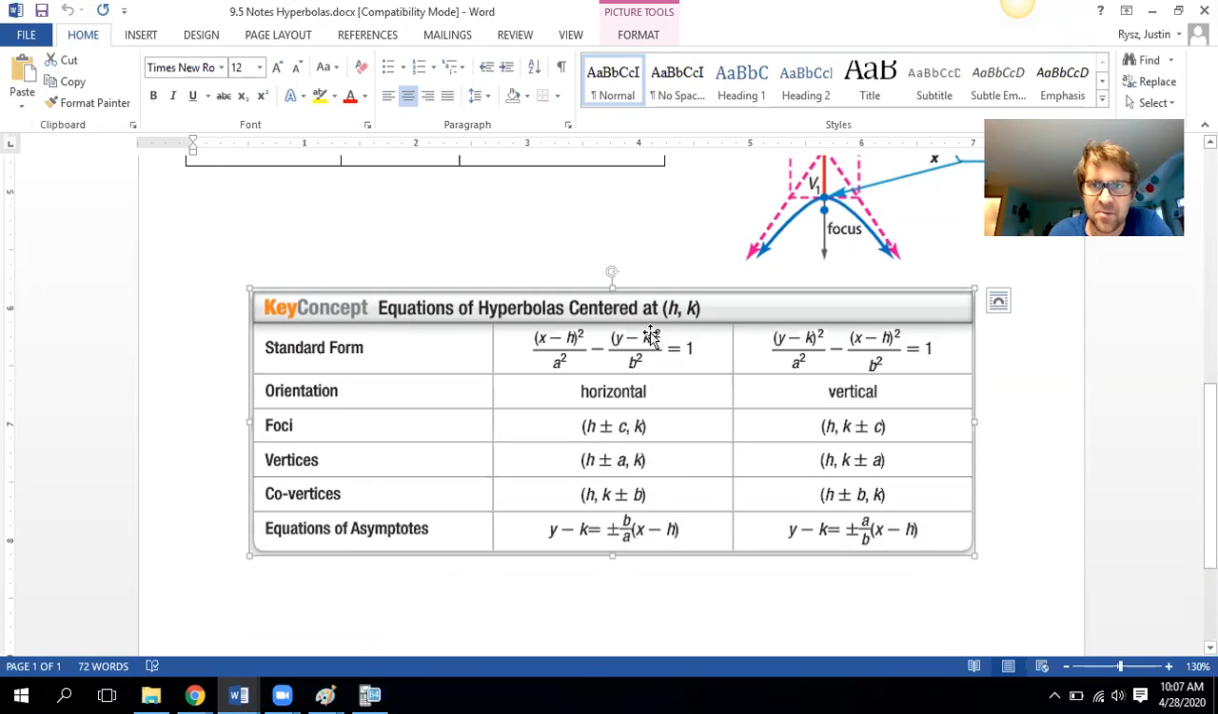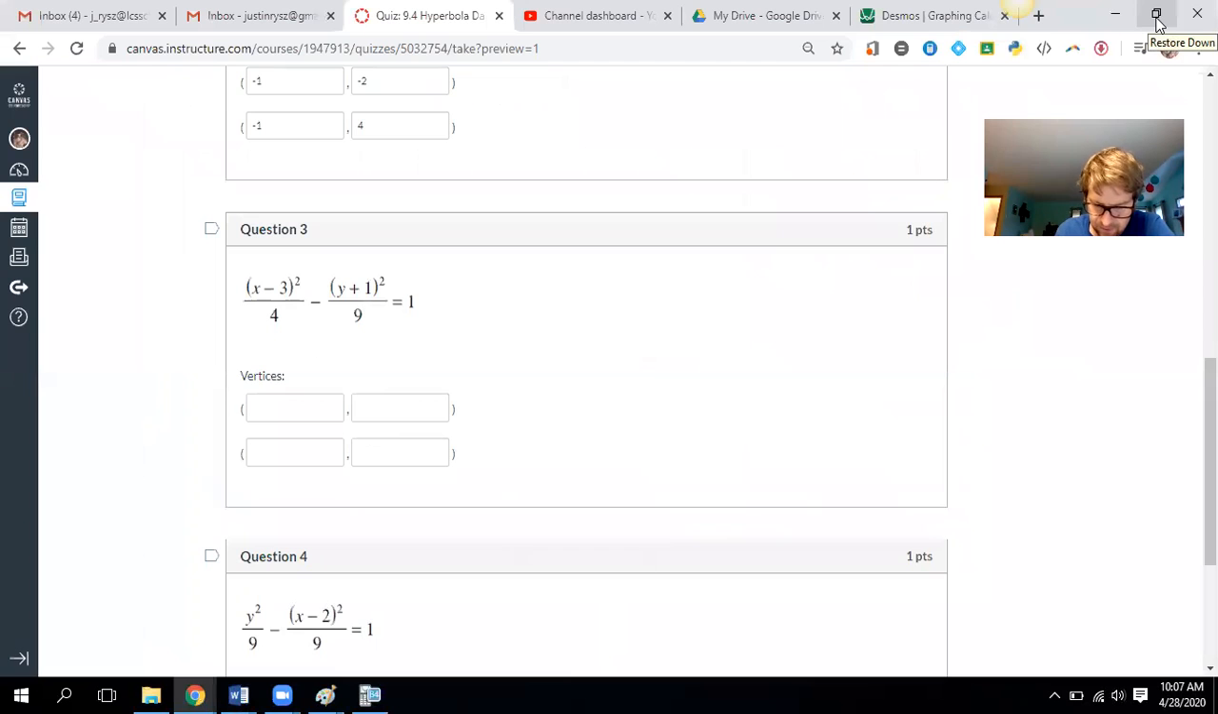So our k is the number next to the y, or the opposite number next to the y. So we're going to subtract that and see what happens. So that number next to it would be a -1. That's the opposite of +1. So our k's are -1. They should be the same on both of those.